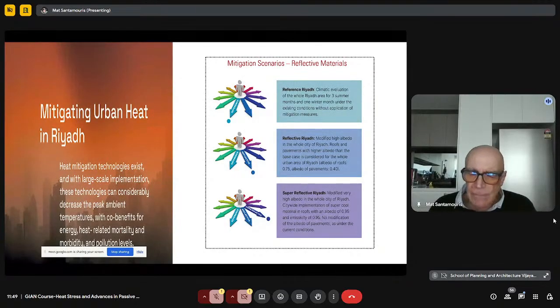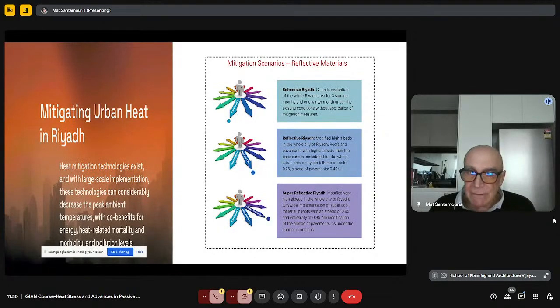By decreasing the temperature of the materials. To decrease the temperature of the materials, we need to decrease the heat gains of the materials and increase the heat losses of the materials. How to decrease the heat gains of the materials? By absorbing less solar radiation. Solar radiation is very strong in Riyadh, and we have to reduce the absorption of solar radiation.